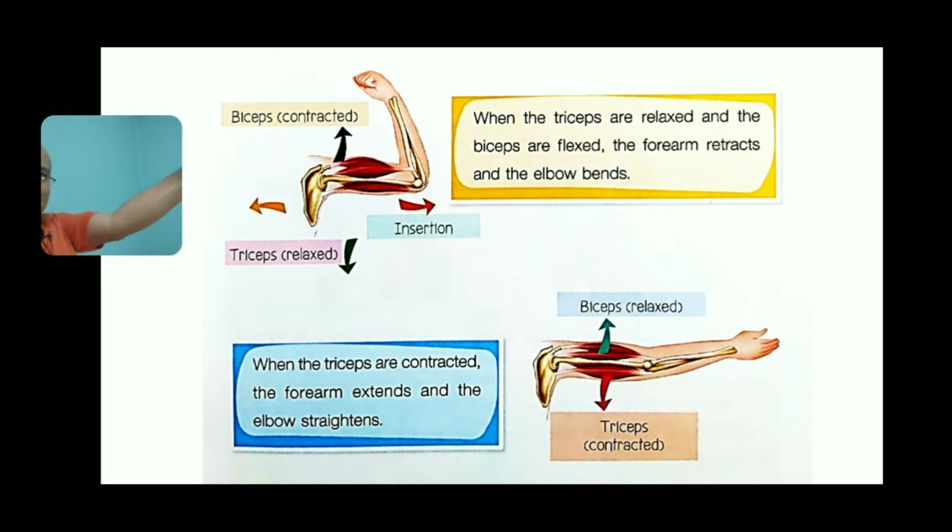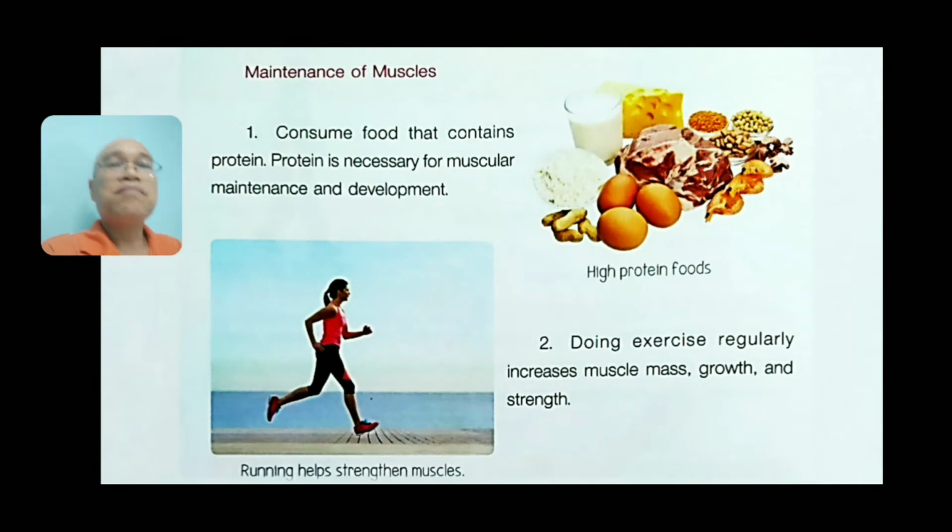Look at me, okay? So biceps there. And the triceps, look at the picture down here. So the triceps is used for relaxing and the biceps for contracting. Okay? Now, maintenance of muscles. It means, how do you maintain your muscles? Number 1, consume food that contains protein. What is protein? Look at the picture we have here: some milk, some eggs, some nuts, some beans. Also some cheese and some meat. All right?